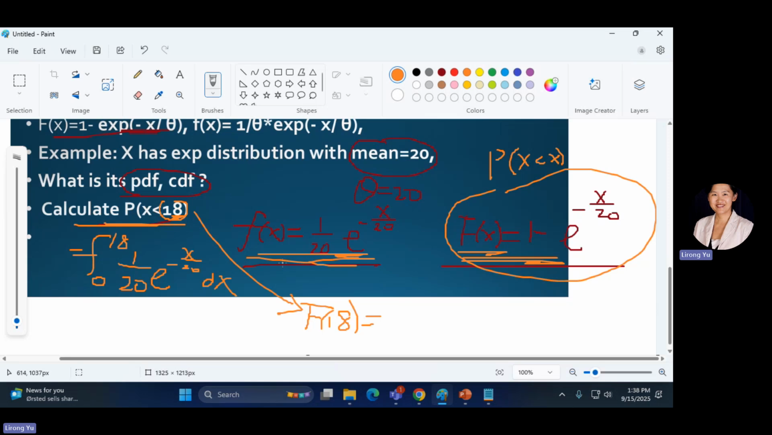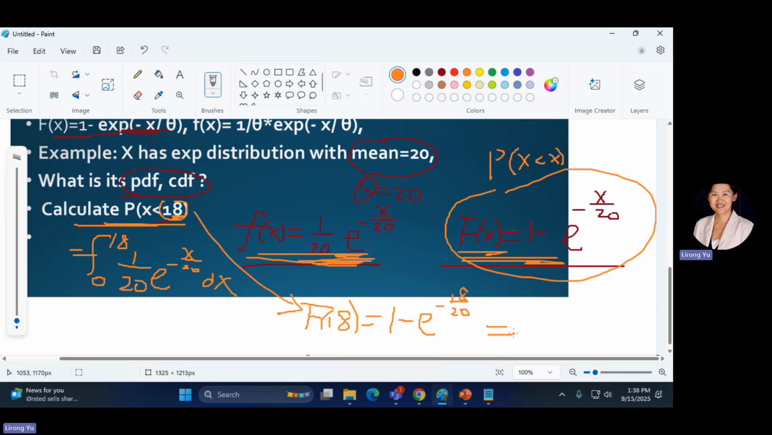Because this is the integration of this, right? You already have the integration done in your CDF. You can just do 1 minus e to the negative 18 over 20. And that will be the answer. We put it into the calculator. If you did the integration here, your final integration is upper limit minus lower limit value. It will be the same thing as that.